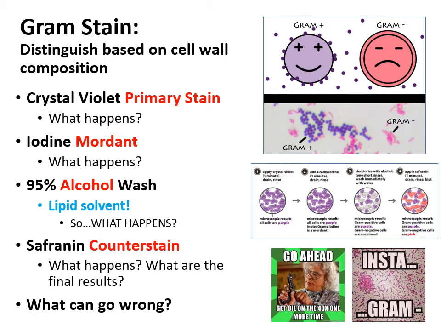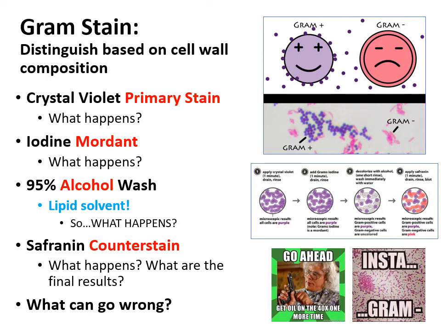You then add the final reagent, which is the counter stain. In this example, it's safranin, which is a pink color. The counter stain can only enter any cell that's currently colorless, because think about it. If you try and put the counter stain in those Gram positives, they're full of dye already. There's no room for a counter stain. So instead, the counter stain will only enter empty cells.